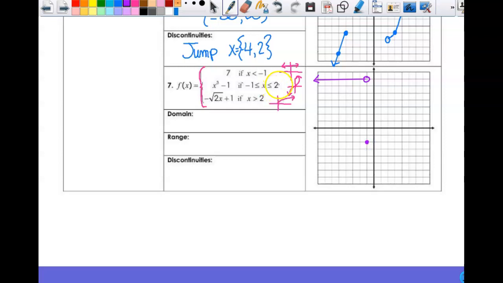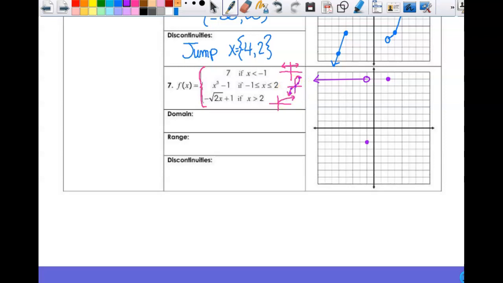And then at 2, I'll substitute that in. 2 cubed is 8, minus 1 is 7. So at 2, I'm at 7. And that's also a closed circle. Okay, so those are the endpoints of the part of the cubic graph that I'm going to have. So for my cubic, I have 5 anchor points.